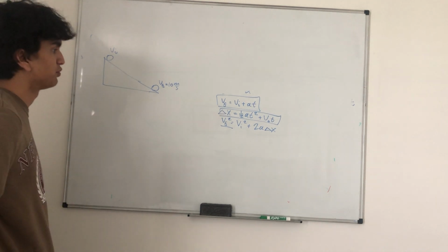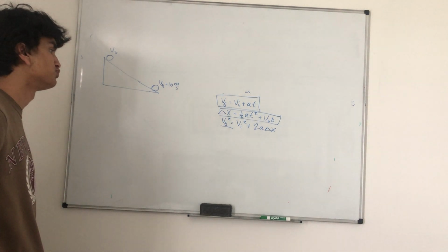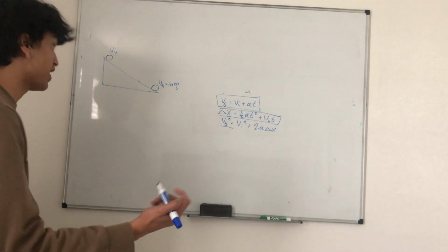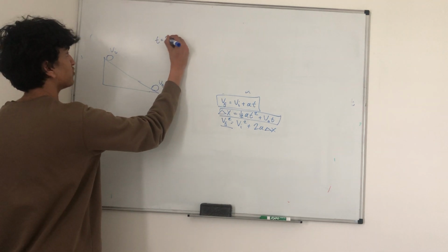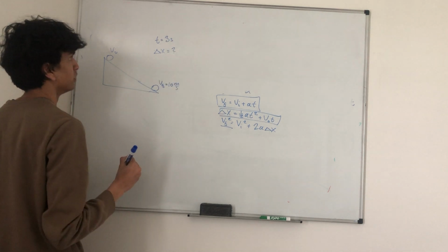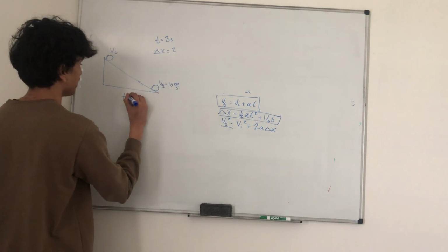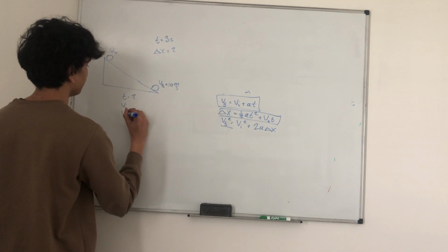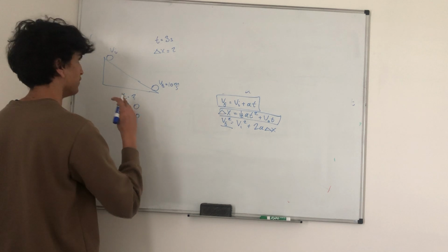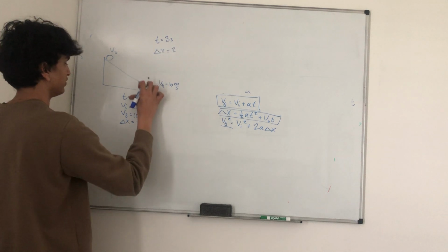I'm trying to think of a two-step problem. Okay, fine. Maybe they'll give you time. So it takes 3 seconds to roll. What's the distance? So now this is interesting because you have time, you have v initial, you have v final. So I'll say 0, 10, and we need to figure out our change in x. We know time is 3 seconds.